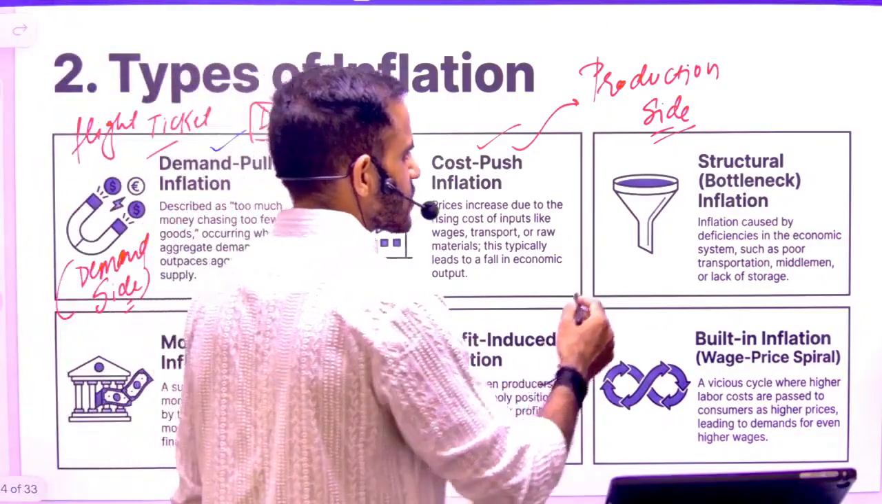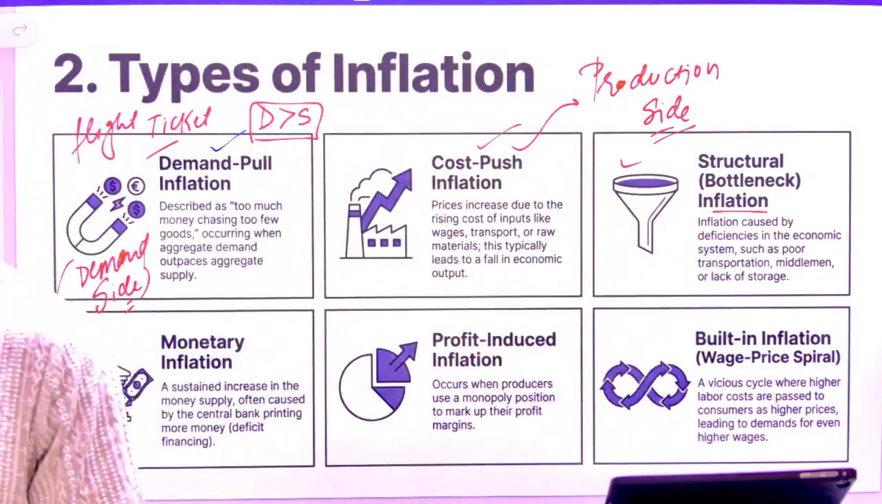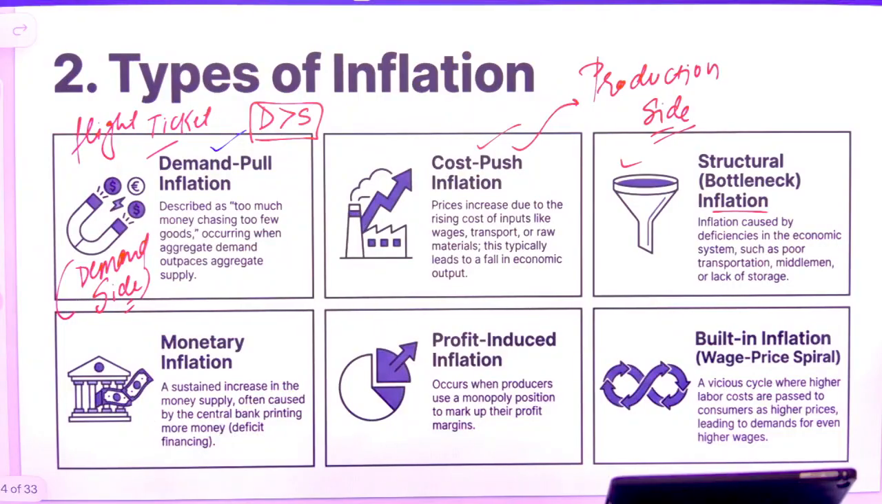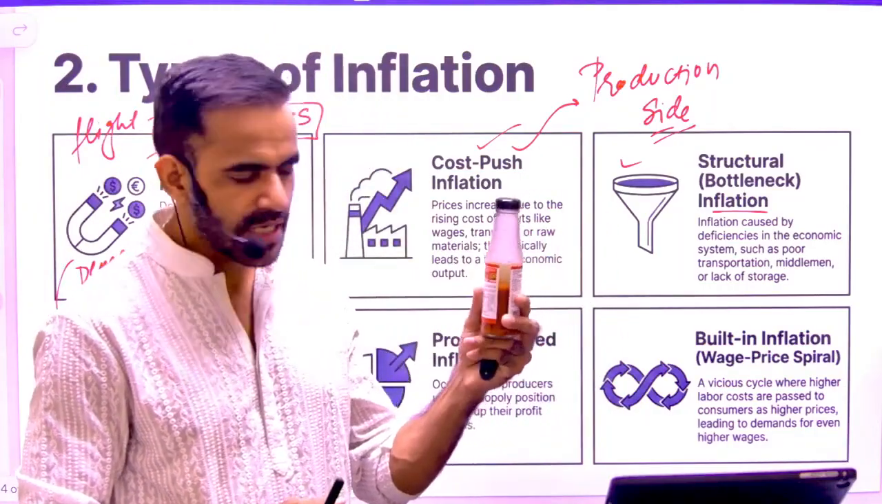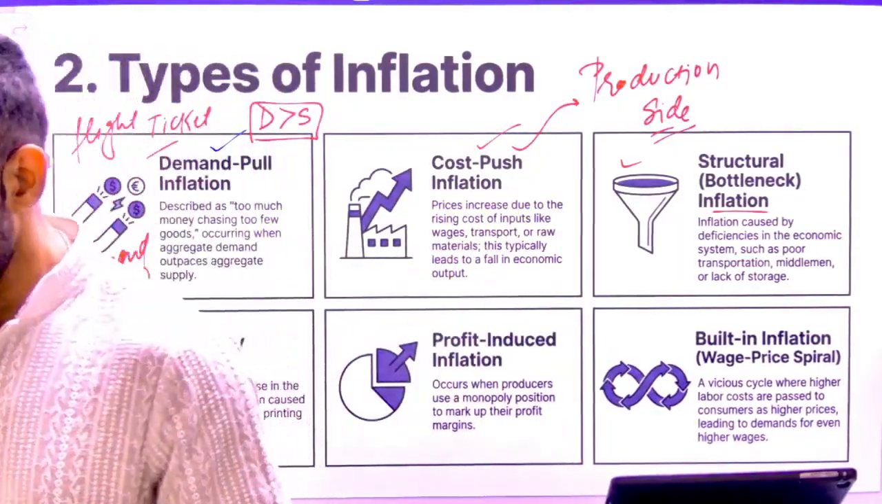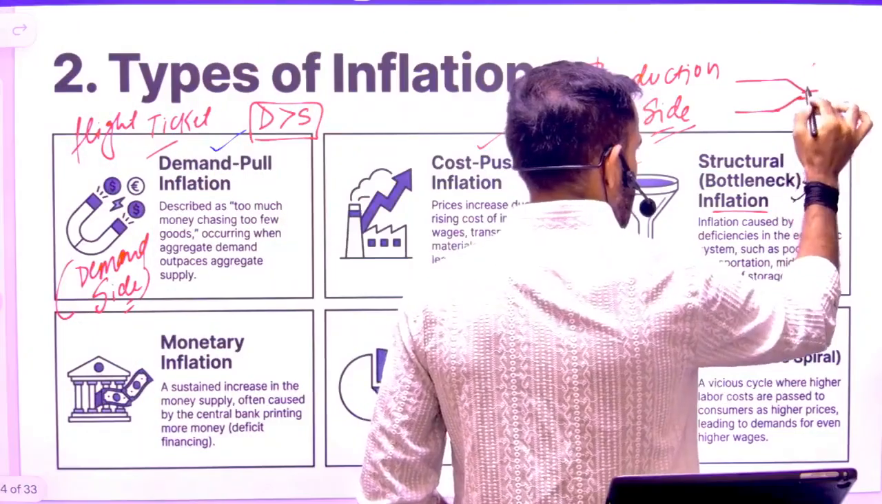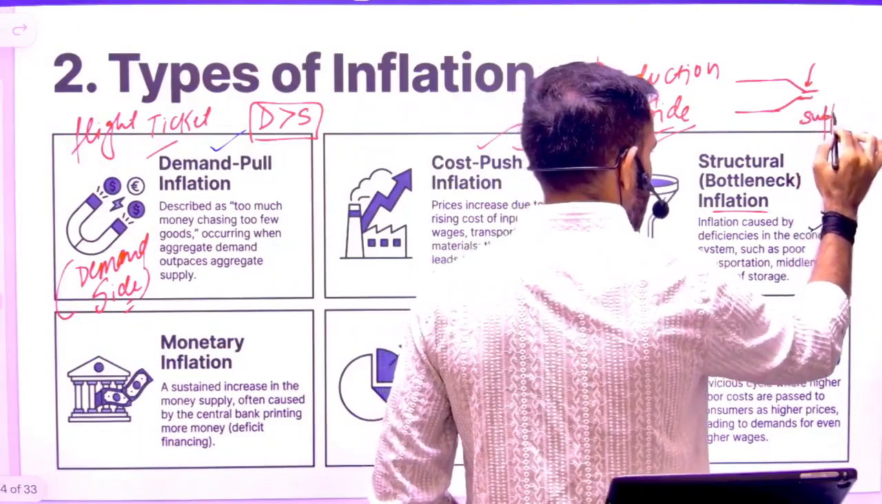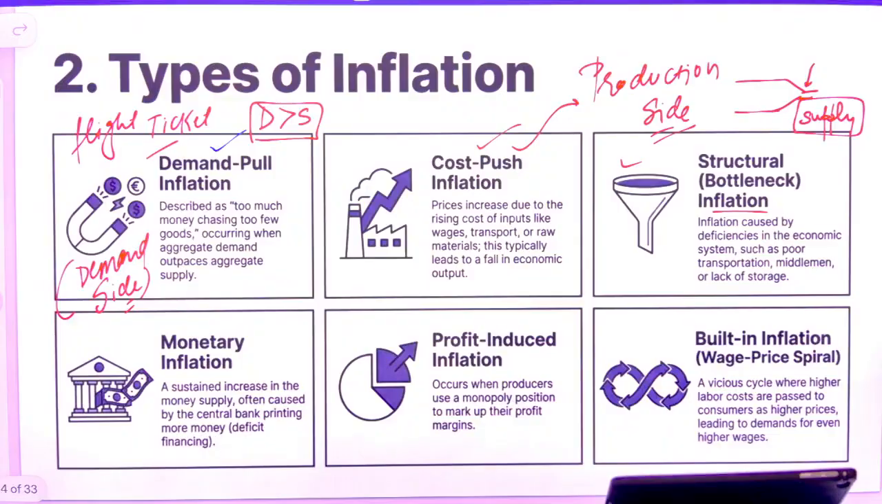Third is structural or bottleneck inflation. Now understand why the name structure or why the name bottleneck. Let me just give you one simple example. Let's say this is a bottle. I'm sure you can see it. So the neck of the bottle is narrow. That simply means the design of the bottle is like this, that at the neck the supply is limited. So in this case, suddenly the supply is limited at this point because of the structural issue. The structure of the bottle is like that, that supply will be limited. This is referred to as bottleneck.